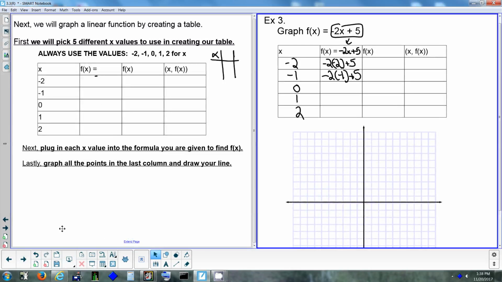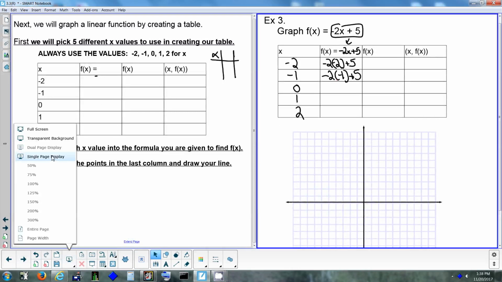How about, Ginny, this next one? So we just had negative 2 times negative 1 plus 5. What about this box?